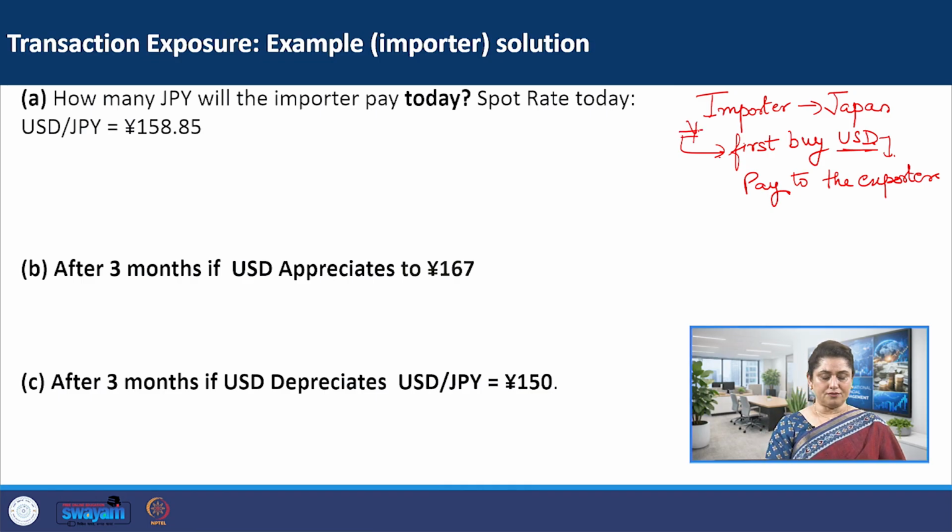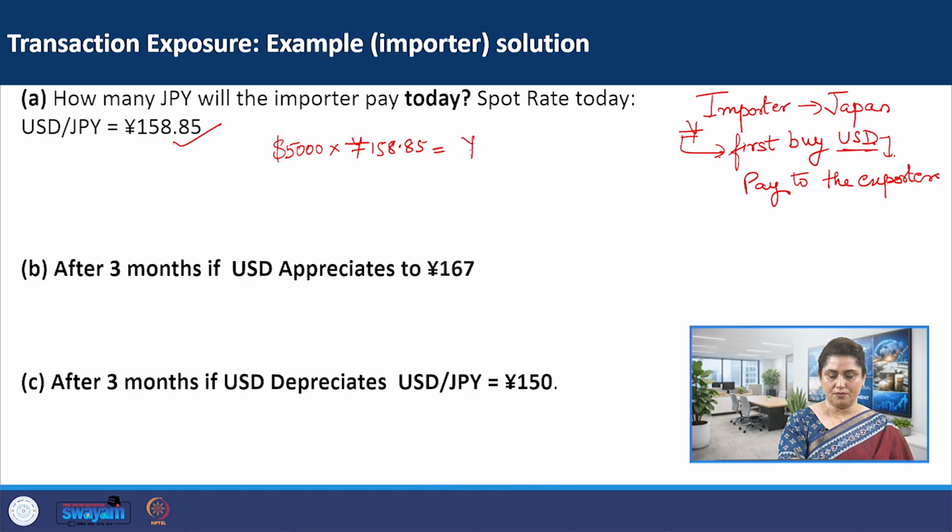Now here, if he buys it at the current rate, which is today's rate, then how much is payable in yen? Now here yen is the domestic currency and he has to pay the foreign currency, which is in dollars. So into the yen rate which has been given to us, this becomes yen 7,94,250.